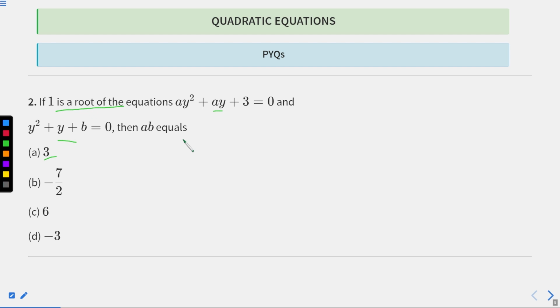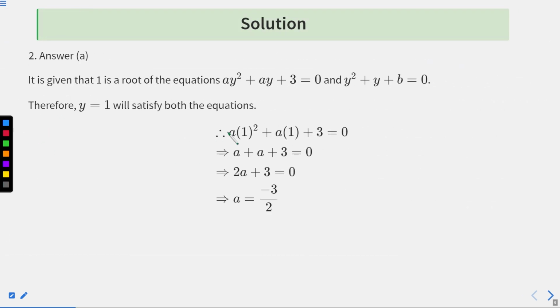That means if x equal to alpha is a root of a quadratic equation, then alpha satisfies the quadratic equation ax square plus bx plus c is equal to 0. Here, one is a root of this equation and also of this equation. Now let us see how to solve it.